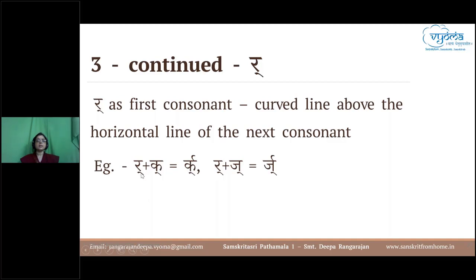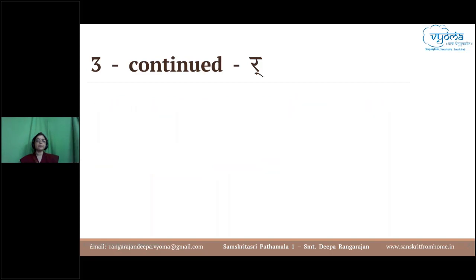So how do you pronounce this? R plus k, rk. And r plus j, rj. How do you know this is r? This curve above is the first rebha, which is preceding this jakara. So rj and rk. This is the way in which you write rebha when it appears in a SamuktAkshara as the first consonant.